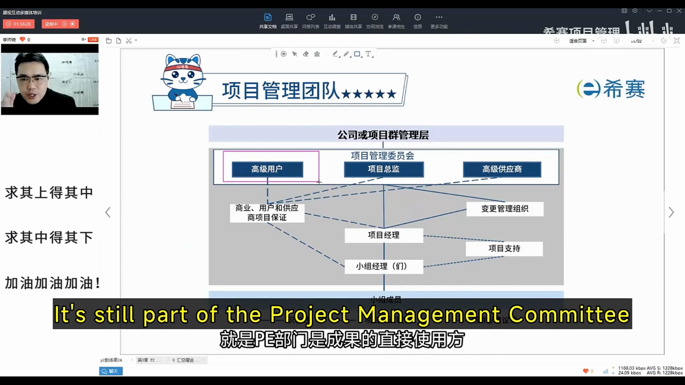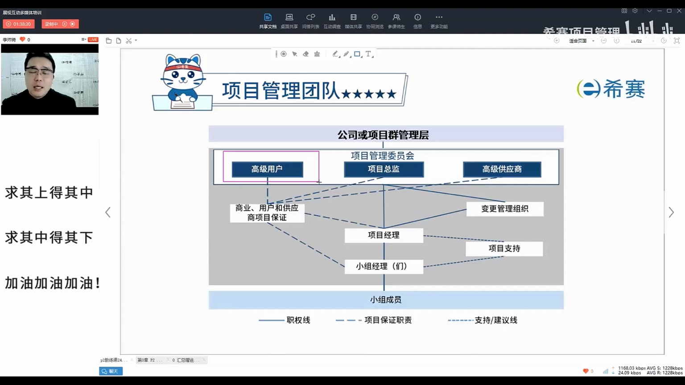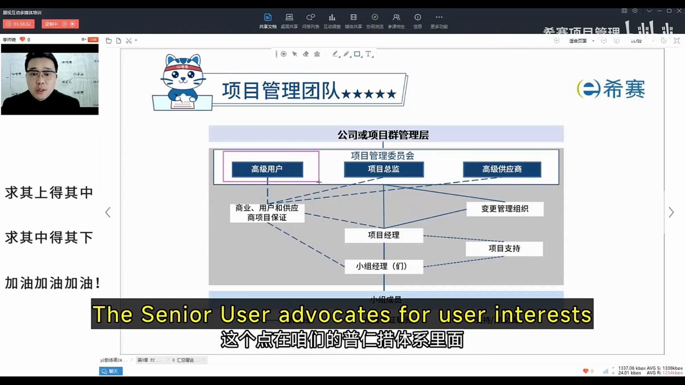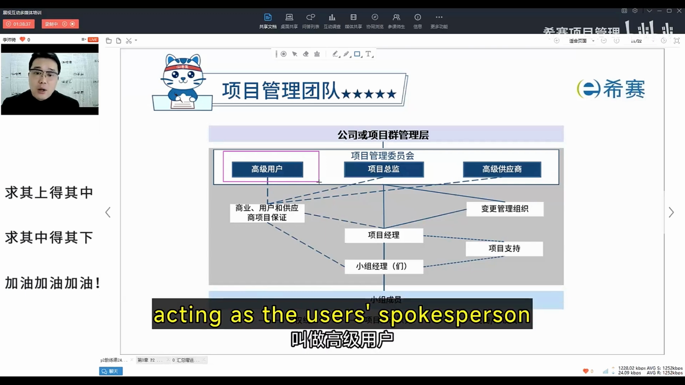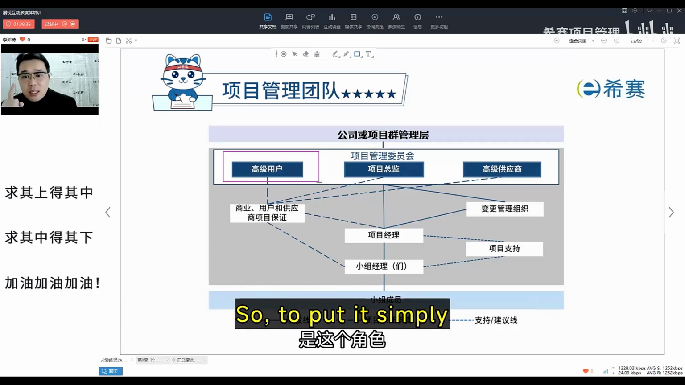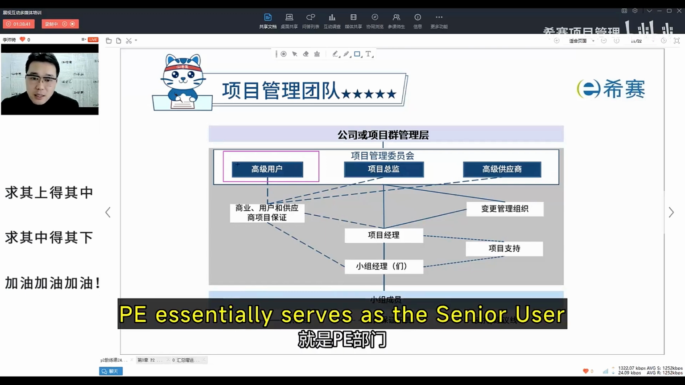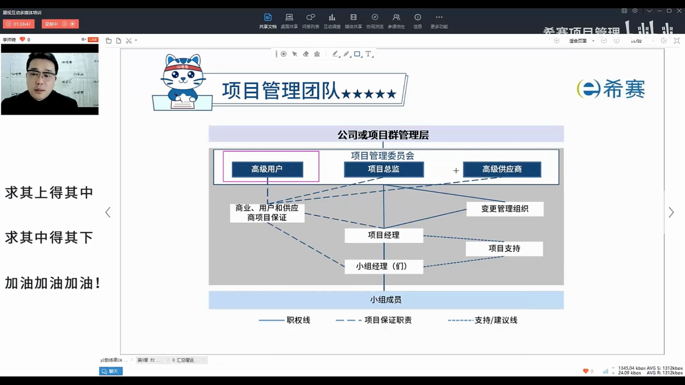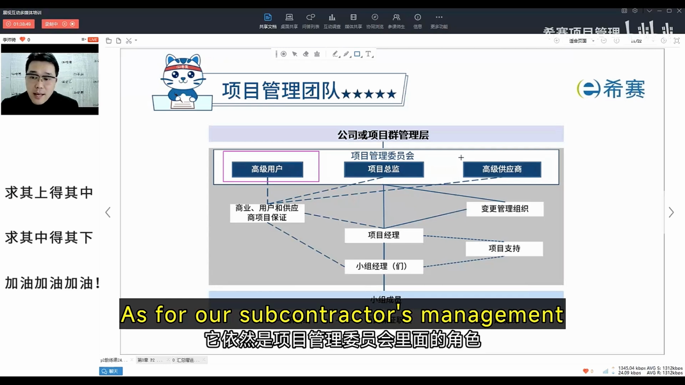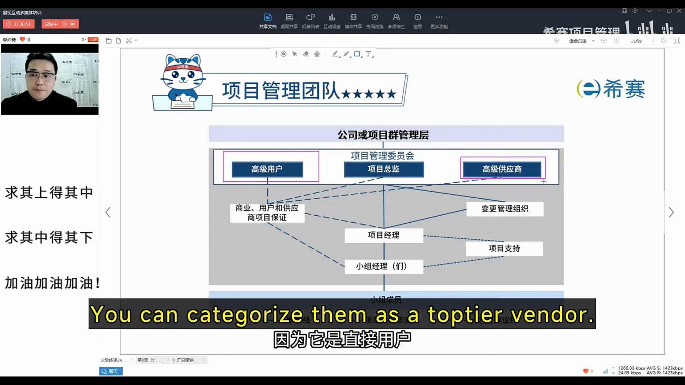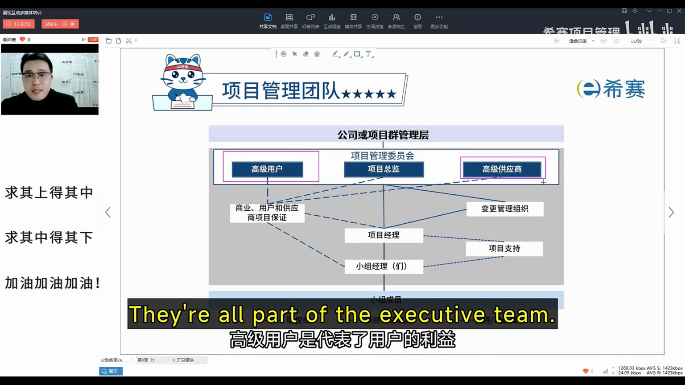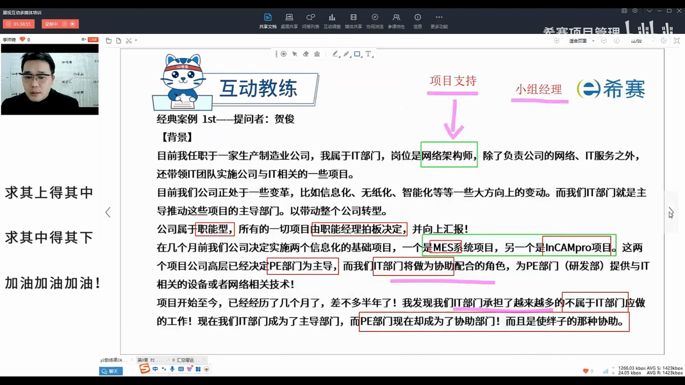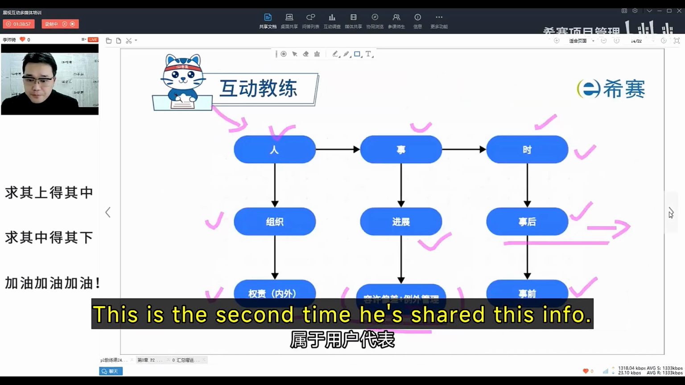It's still part of the project management committee, as they're the end users. The senior user advocates for user interests, acting as the user's spokesperson. So, to put it simply, he essentially serves as the senior user, making it a key member of our project management committee. As for our subcontractors management, you can categorize them as a top-tier vendor. They're all part of the executive team. This is the second time he's shared this info.